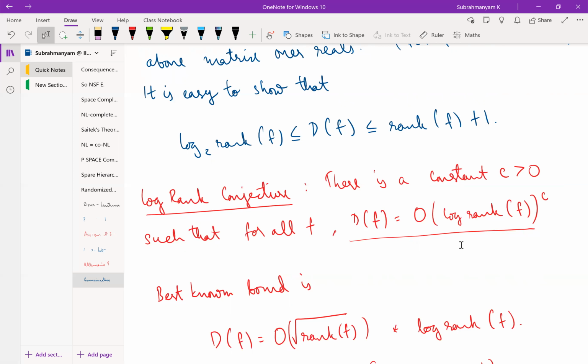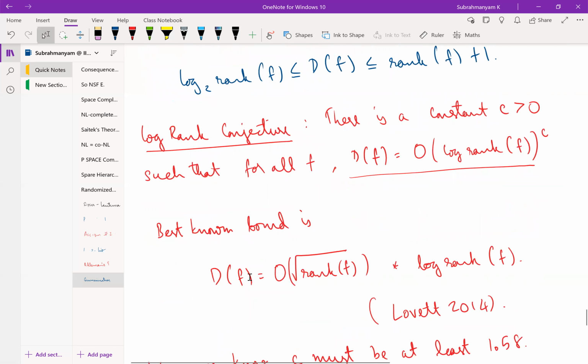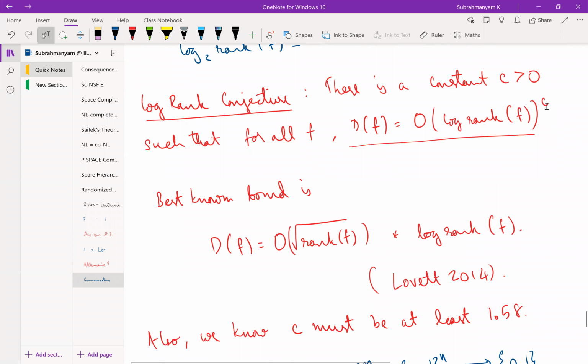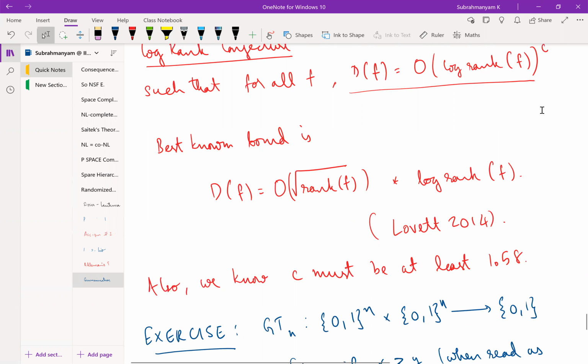The best thing that we know is that communication complexity is upper bounded by the square root of rank multiplied by log rank. So the square root itself is such a huge thing. Imagine how bad we are. And what we know is that this constant C has to be at least 1.58. There are instances where D(F) requires at least log rank of F to the power 1.58.